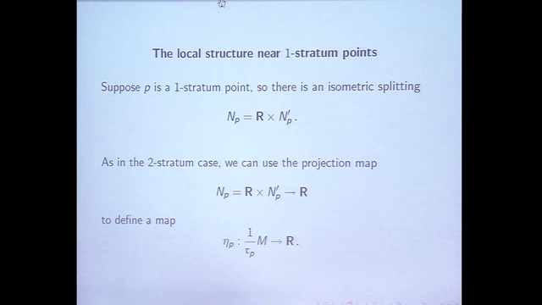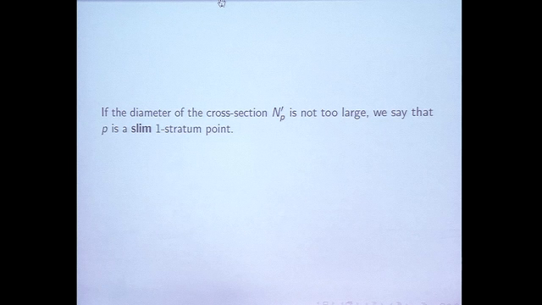However, there are two cases to consider. One is that the diameter of this cross-section, so we now have R cross something, is not too large. The first case is the diameter of the cross-section is not too large, and then I'll say that this is a slim 1-stratum point.